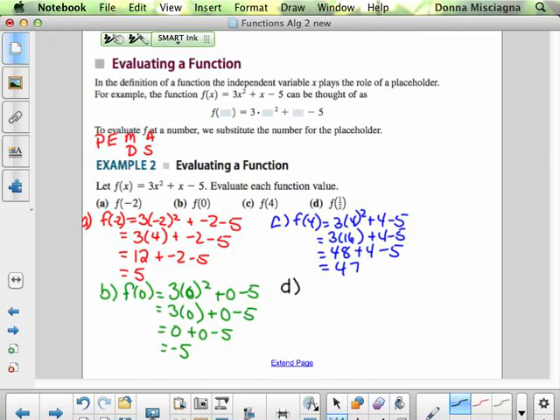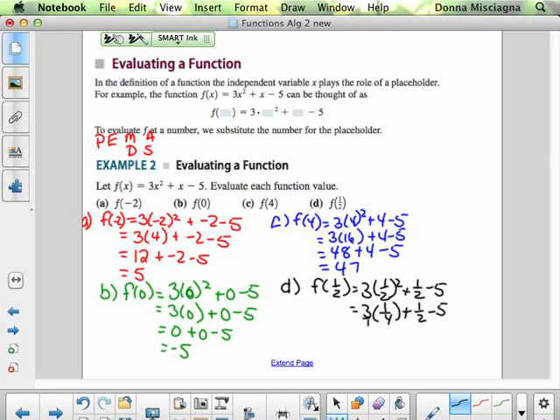And then the last one, f of 1/2 is 3 times 1/2 squared plus, oops, I forgot what our number is, plus 1/2. All right, we're replacing the x with a 1/2. Everywhere we see an x, it's going to be a 1/2. And then minus 5. So again, we'll square. 1/2 squared. So if you're squaring a fraction, just square the numerator and square the denominator. 1 squared is 1, 2 squared is 4, plus 1/2 minus 5. So now we'll multiply 3 times 1/4.